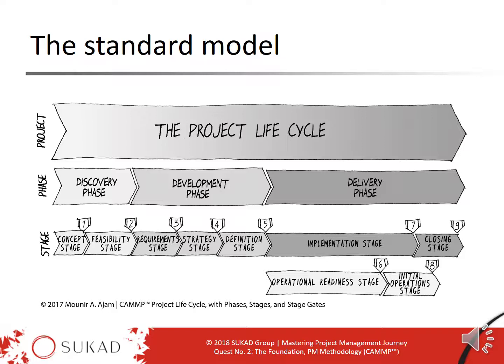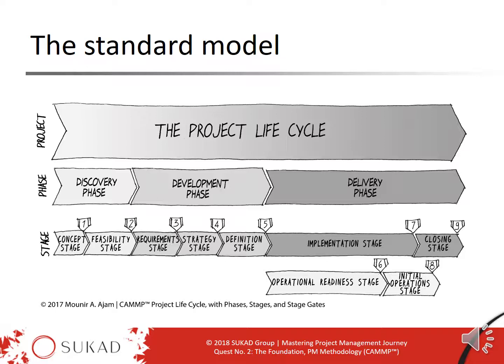If we go down further one more level, then each phase will consist of two or more stages. And as you can see here on the screen, the discovery phase has two stages, a concept stage and a feasibility stage. The development phase has three stages, and the delivery phase has four stages, two and two in parallel.